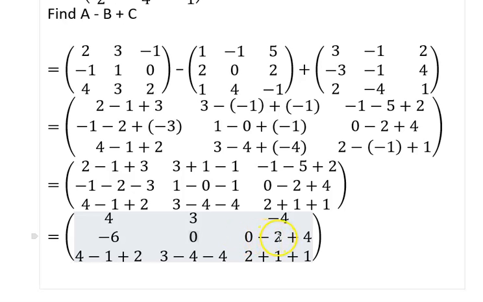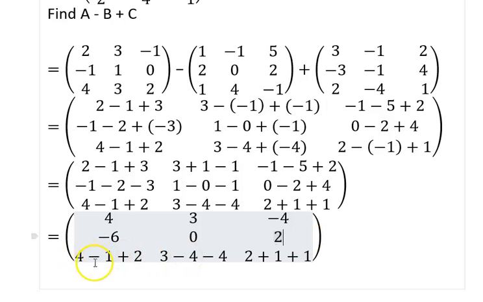So 0 minus 2 will give us what? Minus 2. So minus 2 plus 4 will give us what? 2. It's just like saying 4 minus 2. It's going to give us 2.